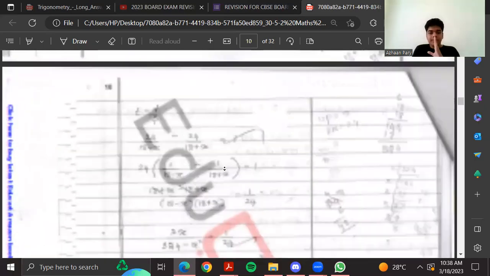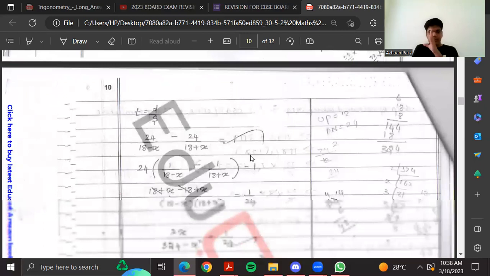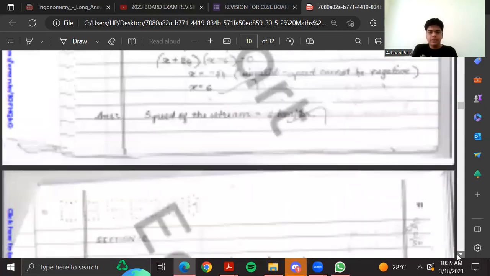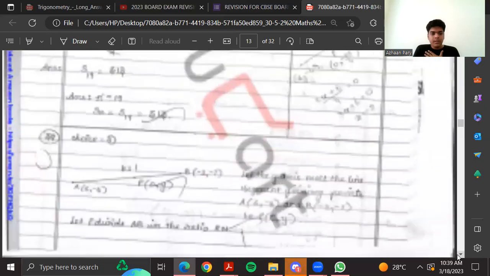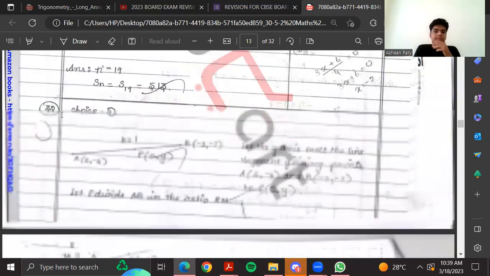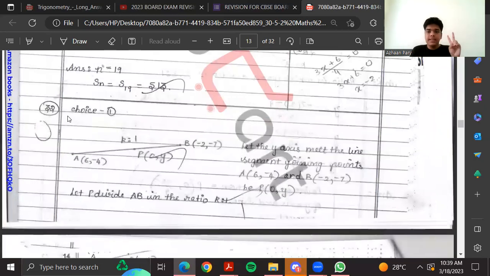Do make the borders a bit neater. This person has drawn the border at the center of the page, but do make it a bit neater. Now see, this is another important part where you have questions with two choices, either of which you have to do. So whichever choice you're writing, clearly mention it, okay?